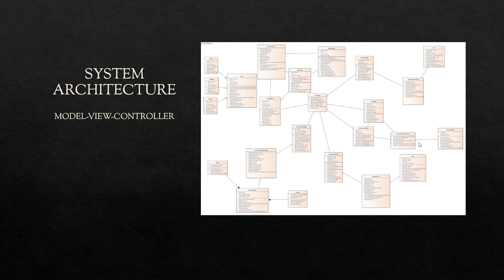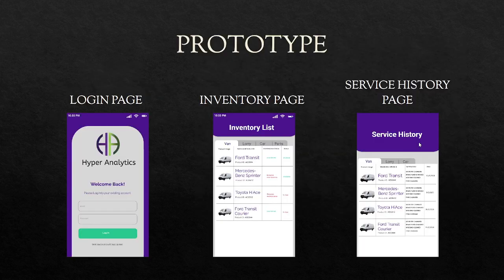And then for the system architecture, we will be using the model view controller. And the picture here is the class diagram, which shows the classes that will be used in the project. And we can see the classes itself are divided into their own components, either model, view, or controller. And then these are the prototypes for the project. We can see here is the login page, here is the inventory page, and here is the service history page.